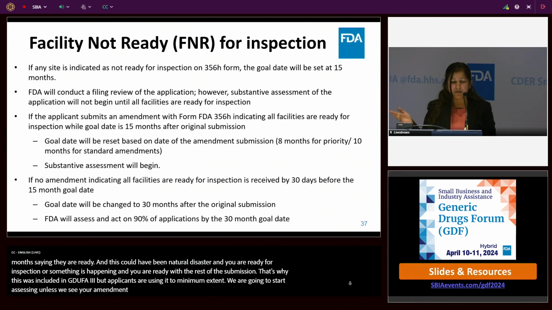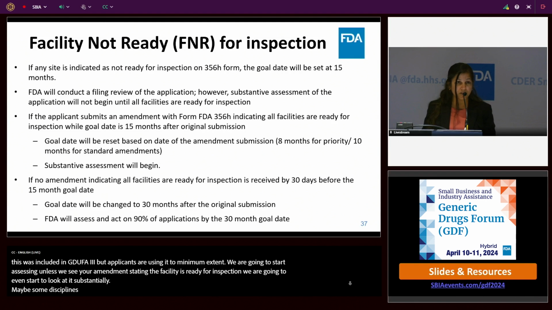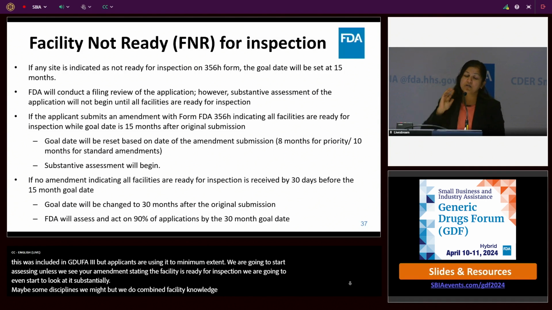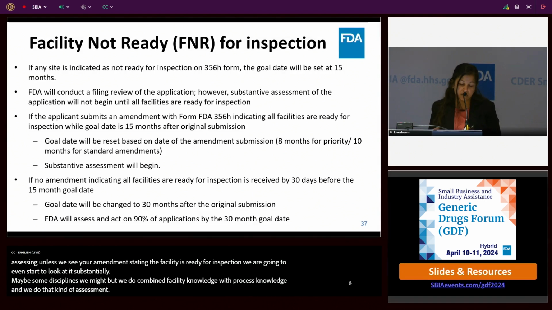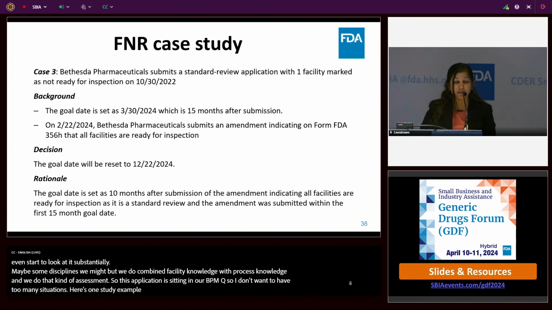Maybe some disciplines might start looking at it, but at least OPMA cannot look into it, because we do combine facility knowledge with our process knowledge, and we do that kind of assessment. So the application is just sitting in our BPM queue. So I hope that we don't have too many of these situations. But here is one case study. Again, it's a fake example. It's not the real example that I was talking about in the earlier slide.